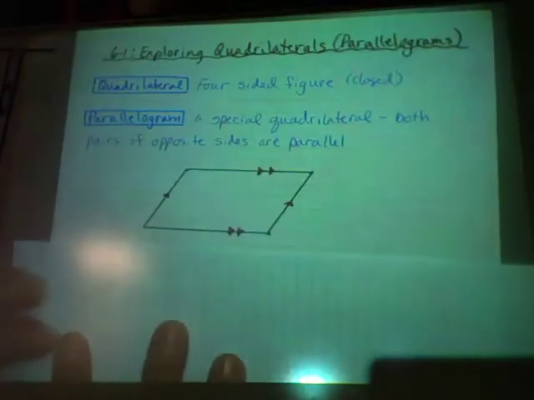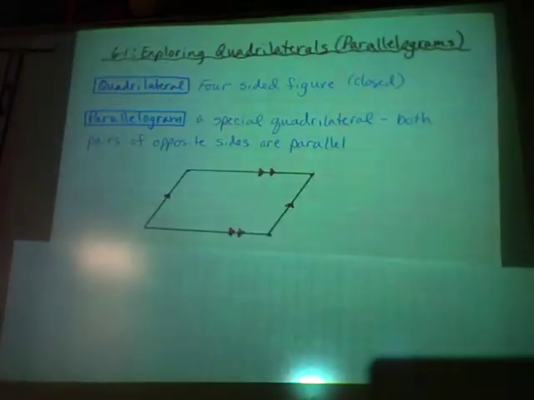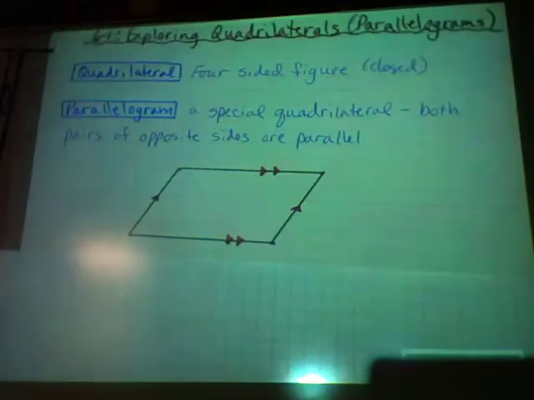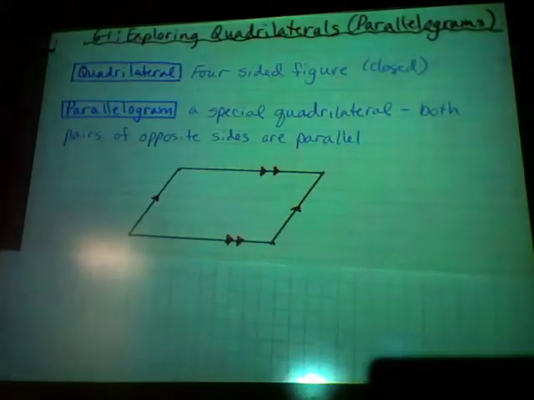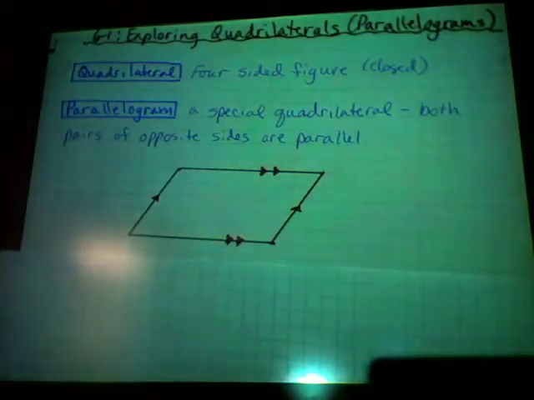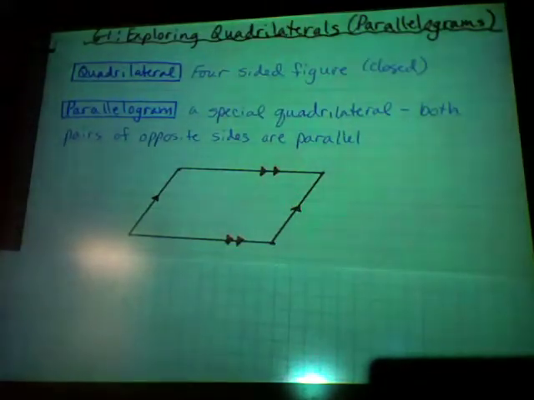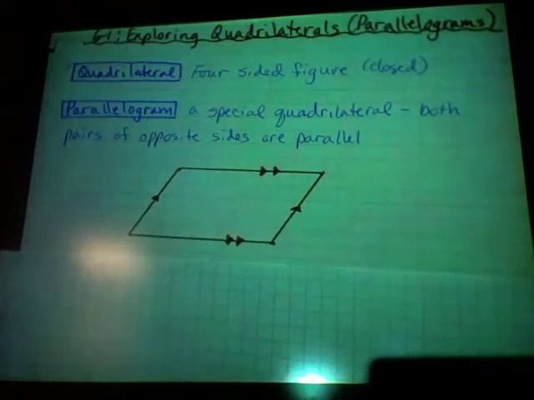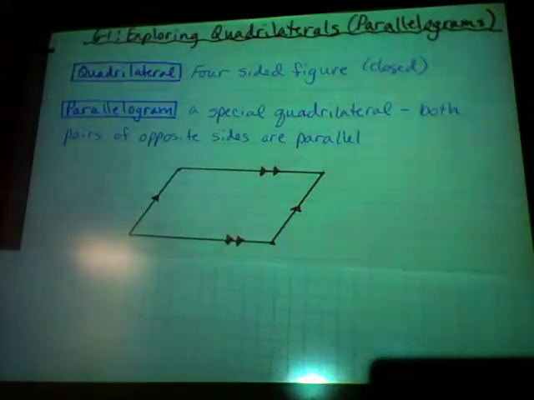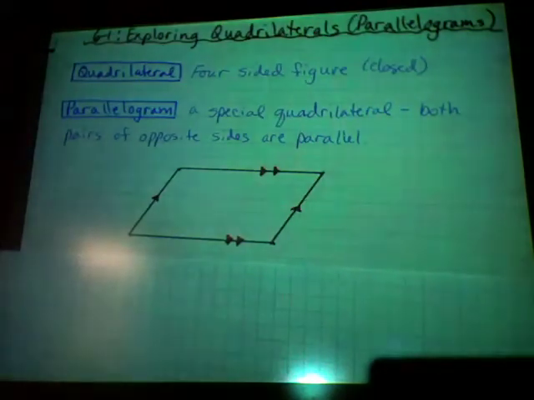We're going to specifically look at the parallelogram today. A parallelogram is a special quadrilateral where two things occur. Both pairs of opposite sides are parallel. And I've drawn a picture of that there. Well, more than two things are going to occur. You're going to see a lot of stuff going on here. So that's your first thing.